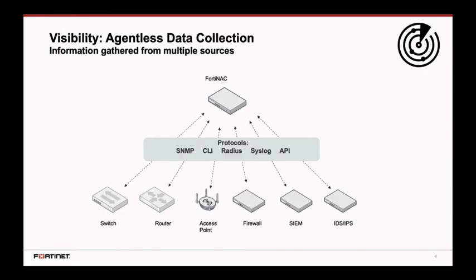FortiNAC does not require the use of mirrored ports or span ports or tap ports and hence can be placed anywhere in the network. A centrally located appliance can manage multiple locations. All of these networking devices are discovered and FortiNAC communicates to these devices using a variety of protocols such as SNMP, CLI and API.